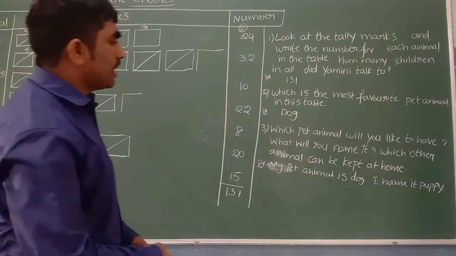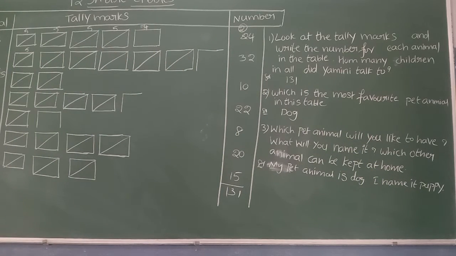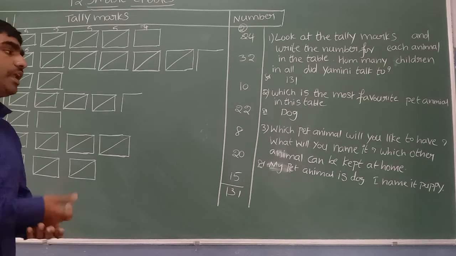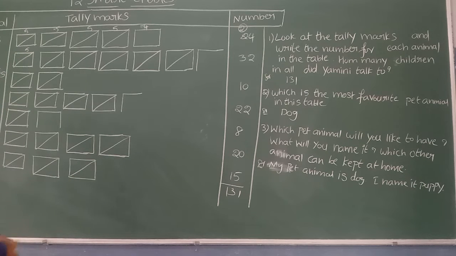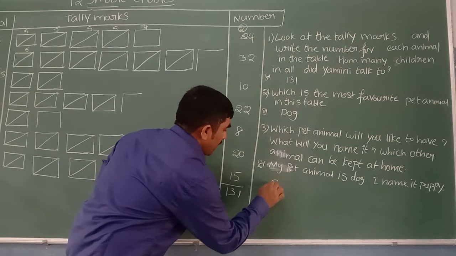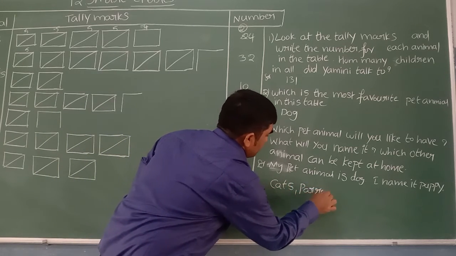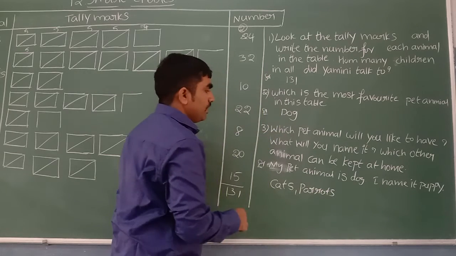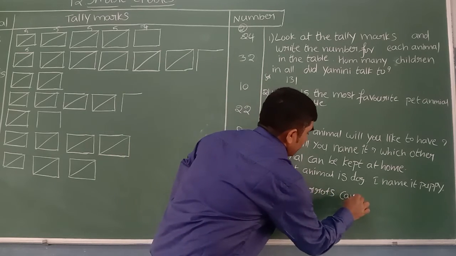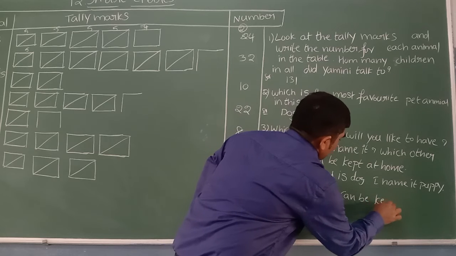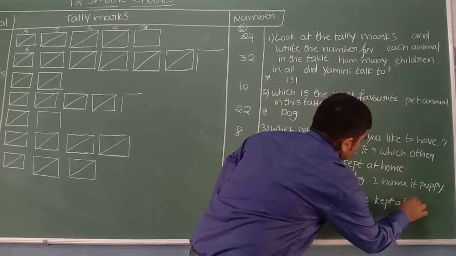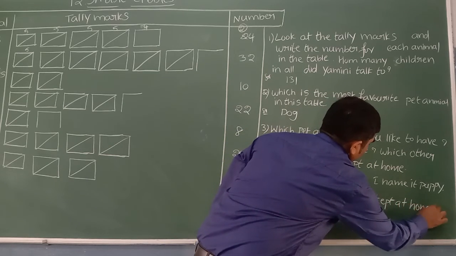Which other animals can be kept at home? Not only dog, which other animals can we keep at home? Cat also we can keep at home. Parrot also we can keep at home. So cats, parrots can be kept at home.